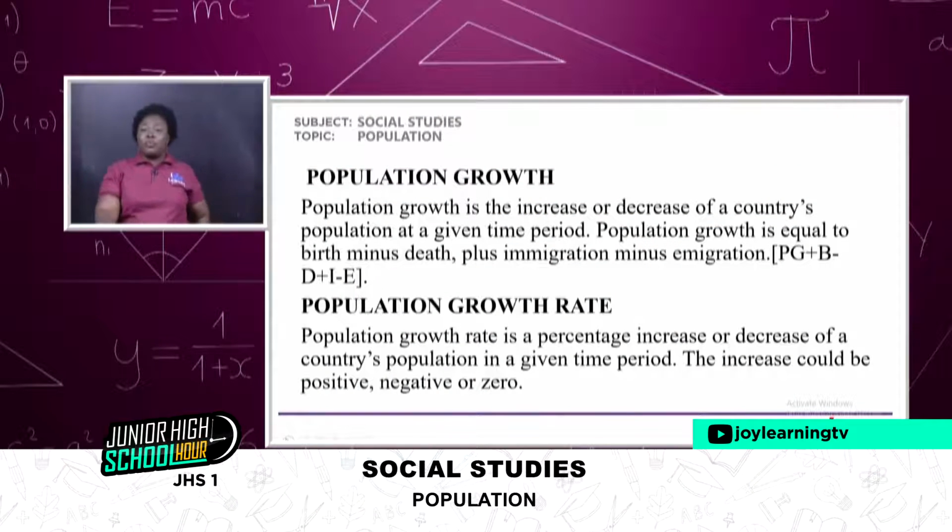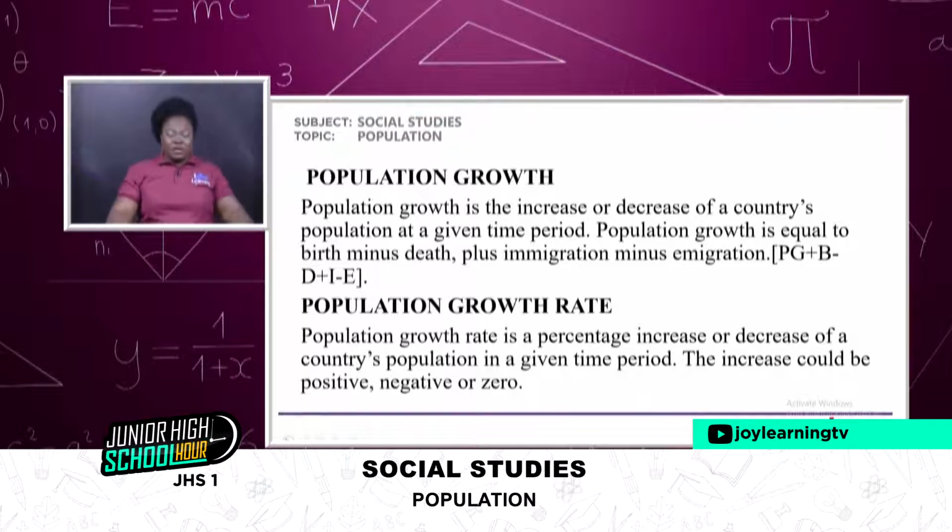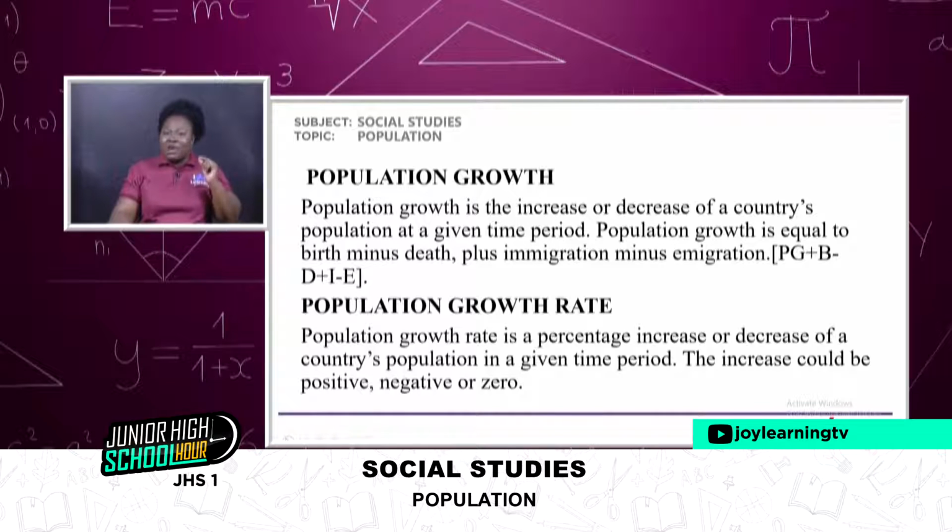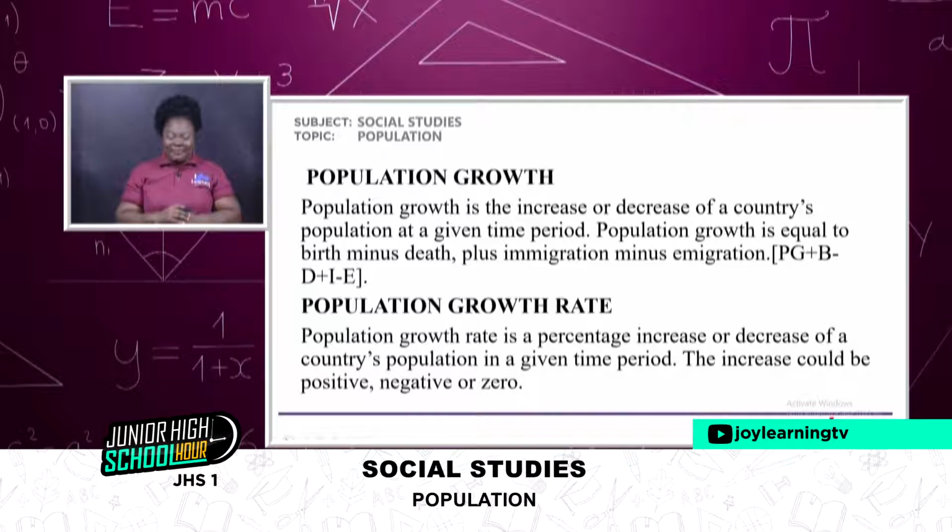Now let's look at population growth. Population growth is the increase or decrease of a country's population at a given time period. Population growth is equal to birth minus death, plus immigration minus emigration. This is mathematics. Let's take it again.